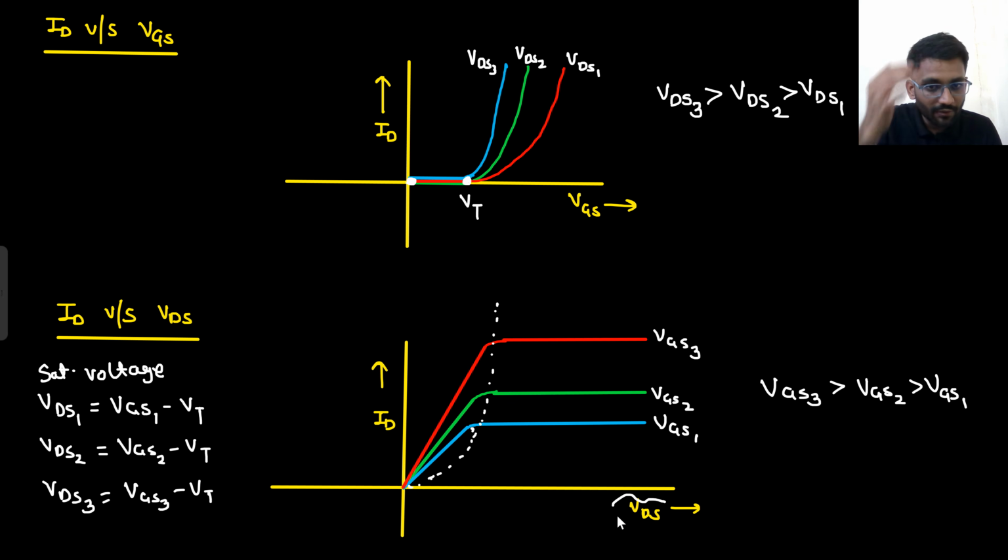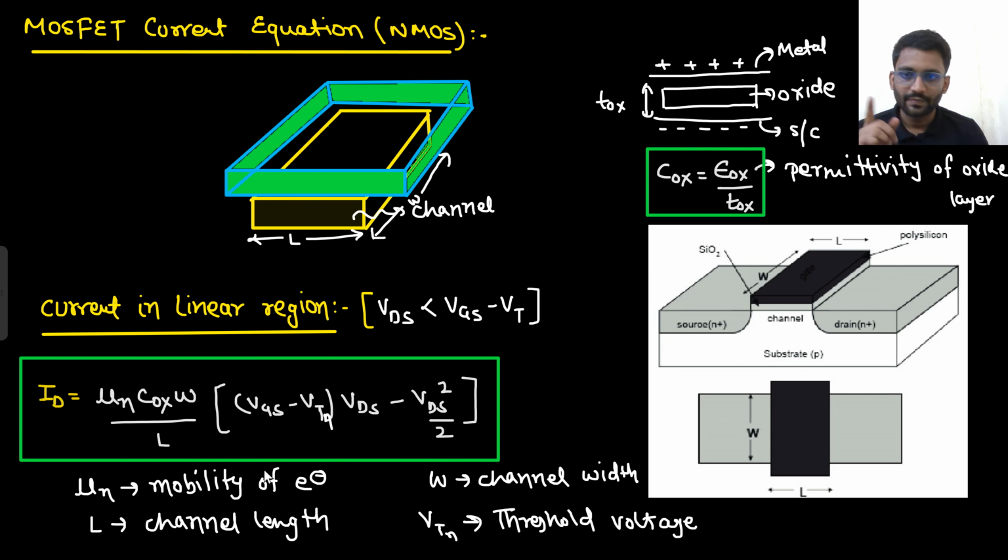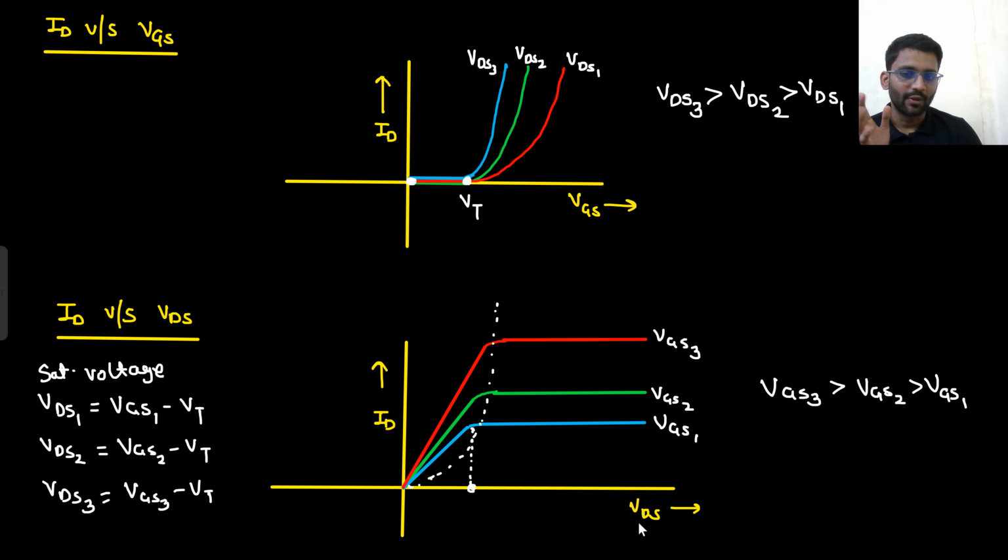In the linear current expression, in case of VDS, if I put VGS minus VT, that will give me the saturation current, because this node is VDS equal to VGS minus VT, right? If I put VDS equals VGS minus VT, I will get the current here. Are you able to understand? That same current is the saturation current.